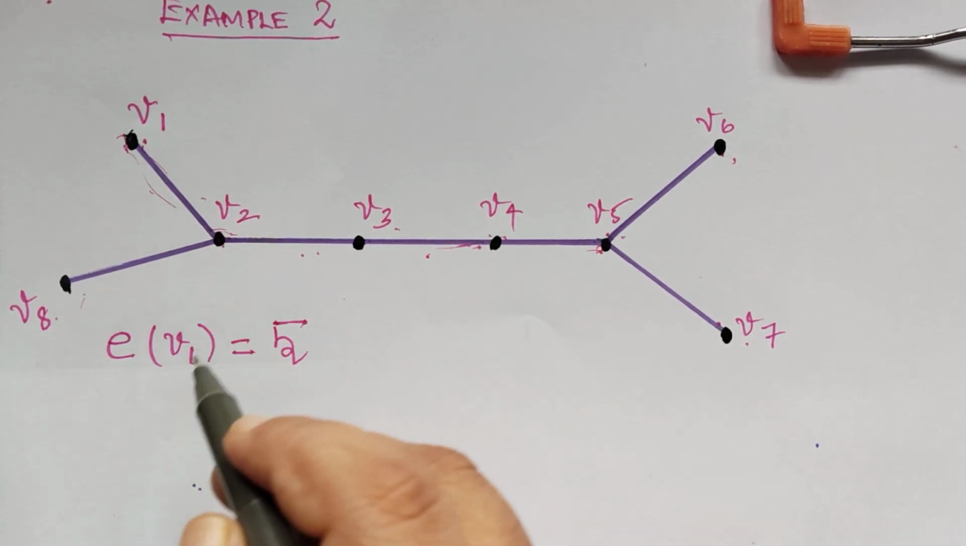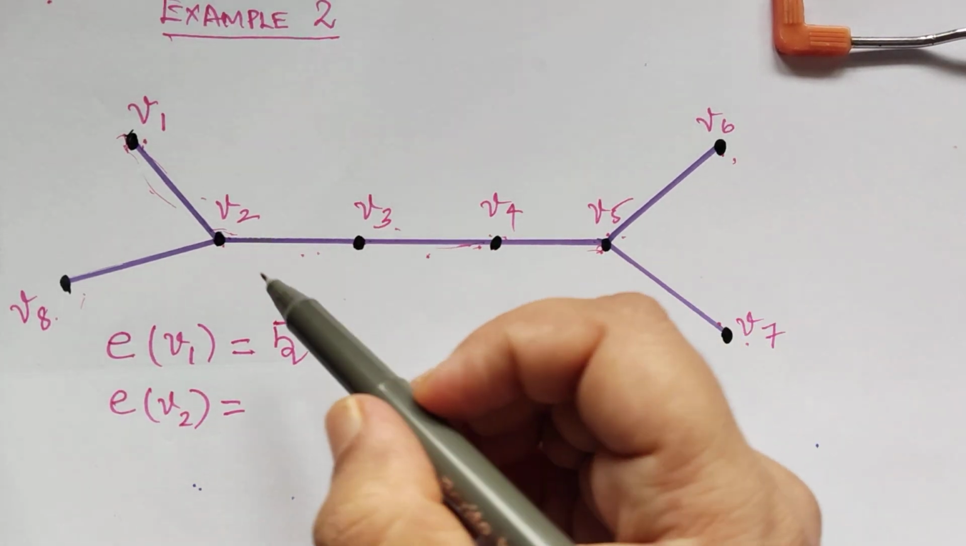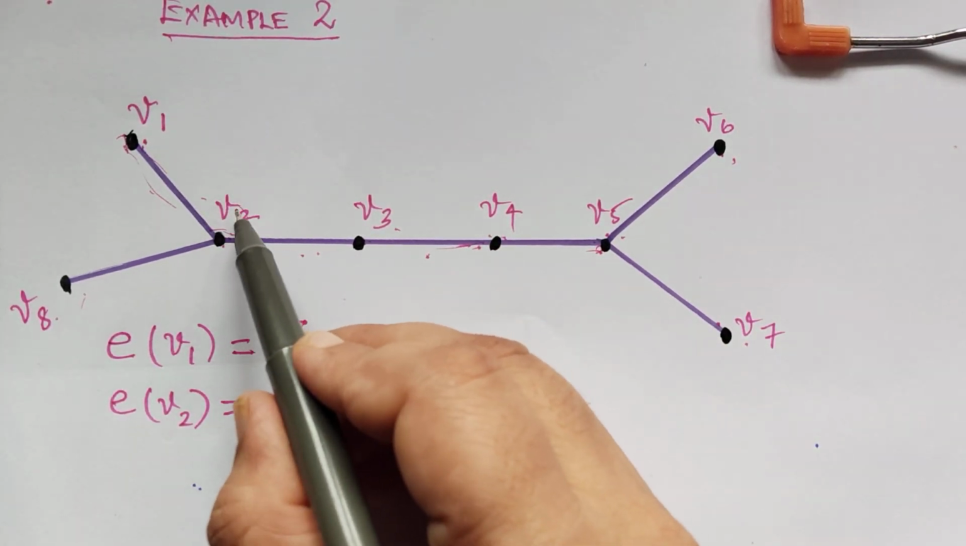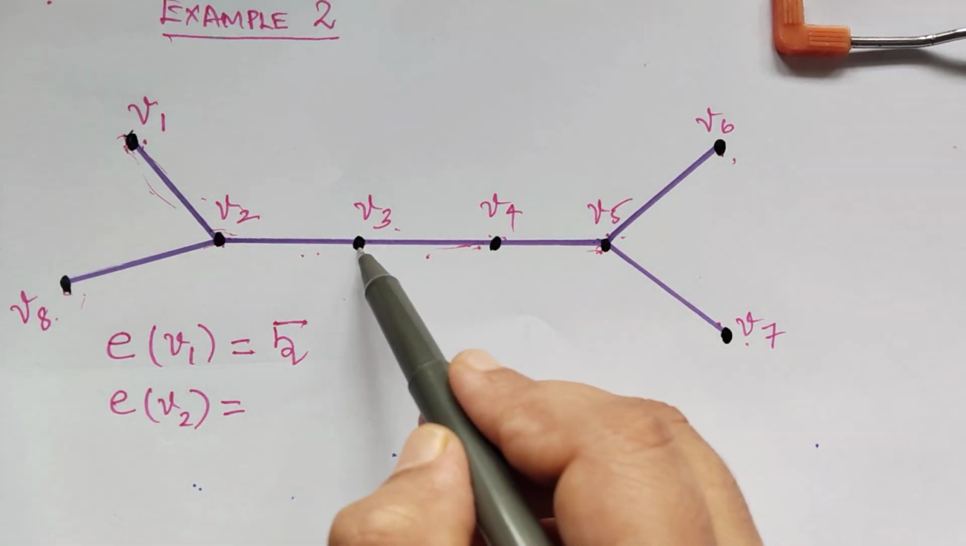And then what about the eccentricity of V2? It is equal to the maximum distance of V2 from other vertices. So here it is 1, here also 1, here 1.